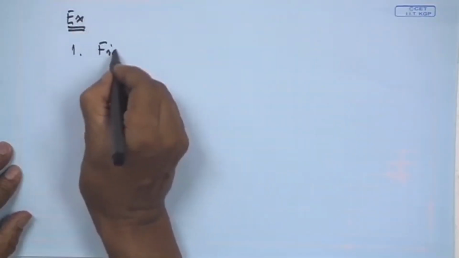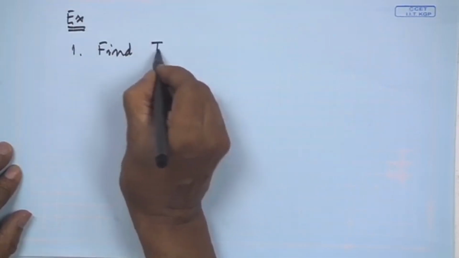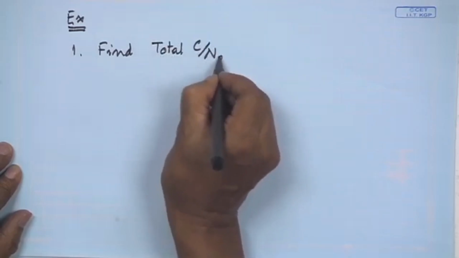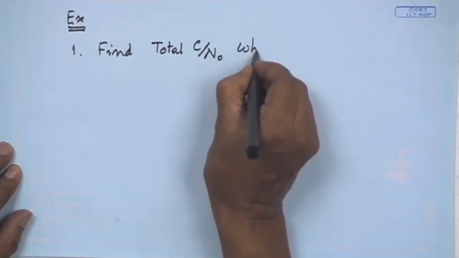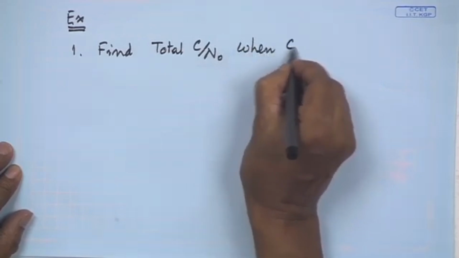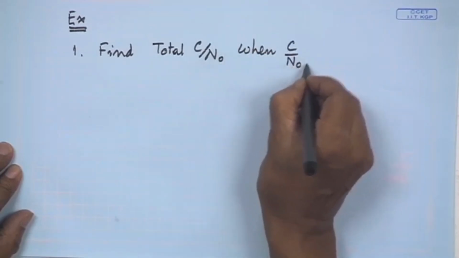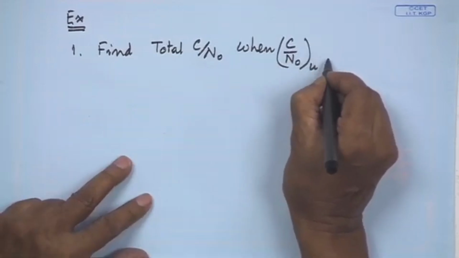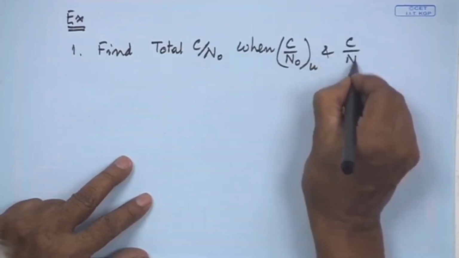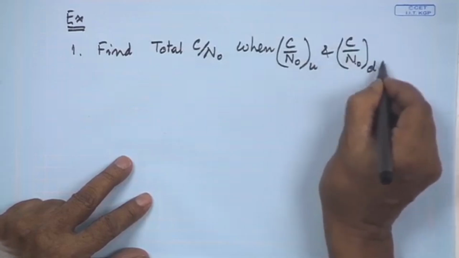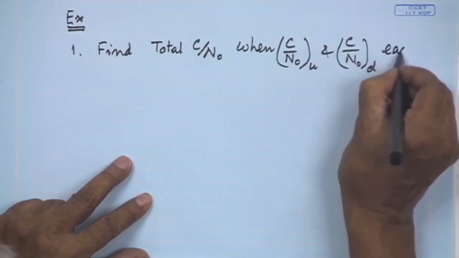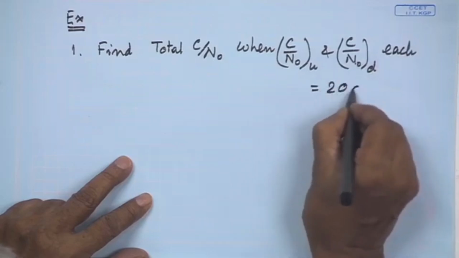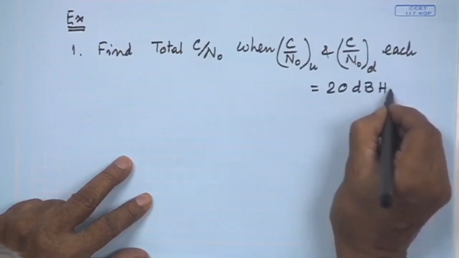Find total C by N 0 when C by N 0 up and C by N 0 down, each equal to 20 dB hertz.